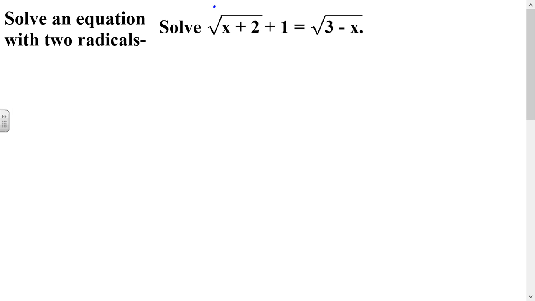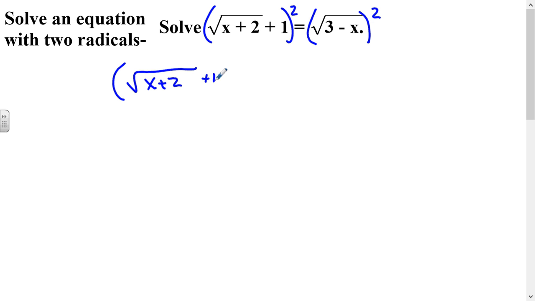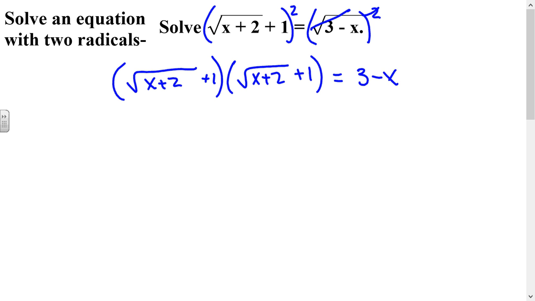So we're just going to square both sides. Now remember, I said when we're squaring something, that's like multiplying it by itself. So we have the square root of x plus 2, plus 1, times itself, the square root of x plus 2, plus 1. And then on this side, the square and the square root will cancel out because there's just one part. So we just get 3 minus x over here.